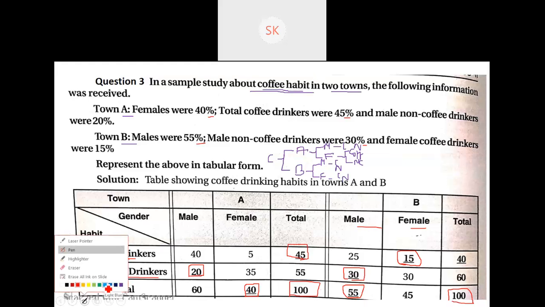Now the other values, let's do something like this. First we will go with total. Wherever you know two values, it is better for us to calculate there. So out of 100 people, 45 of them drink coffee, which means 55 of them don't drink coffee. How did I get 55? 100 minus 45.